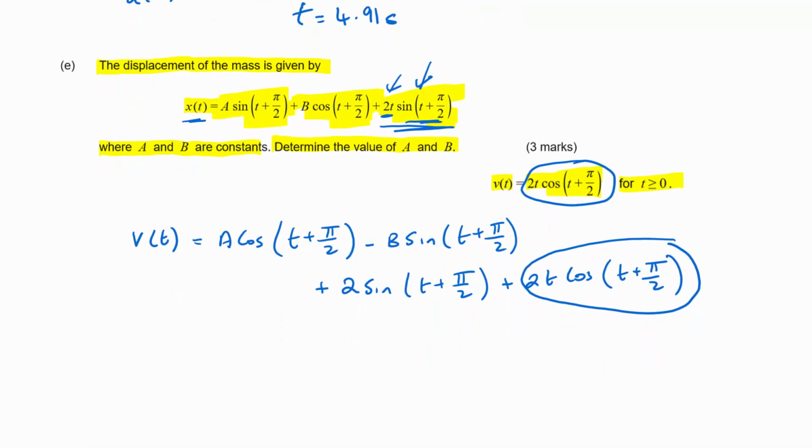So we don't want this one at all, so we can take a equals 0, and then we would like these to cancel, which they will if b is equal to 2.